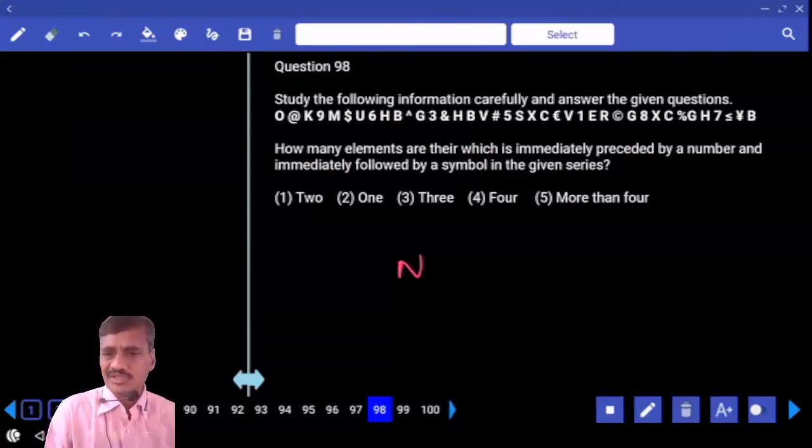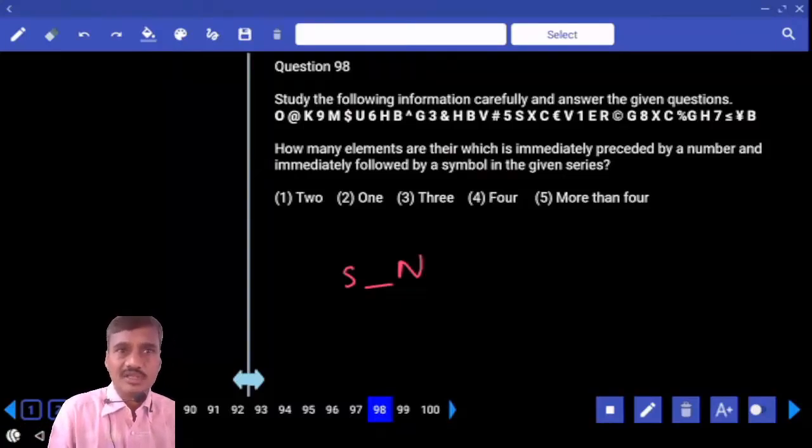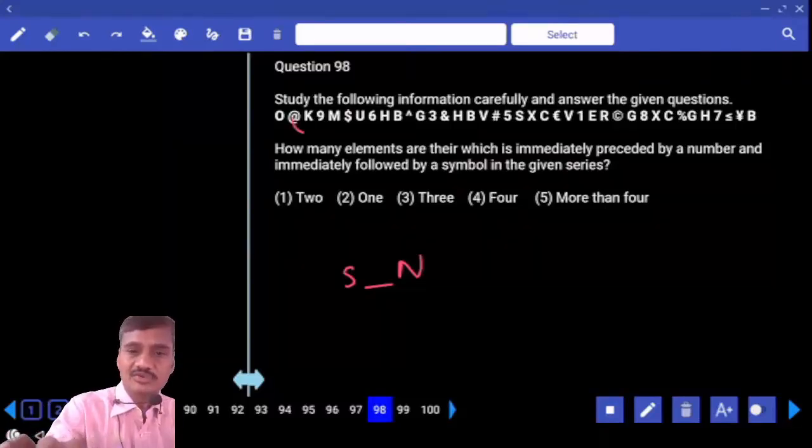Then coming to this 98. How many elements are there which are immediately preceded by a number and immediately followed by a symbol? Now, preceded by a number and followed by a symbol, what comes? Number and symbol, symbol and number must be in the alternate.